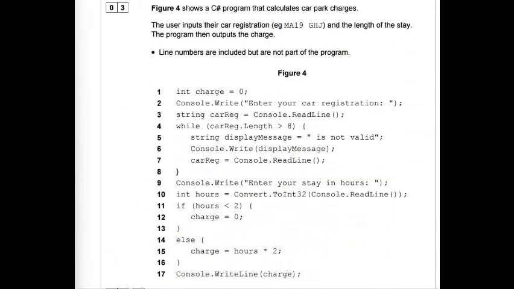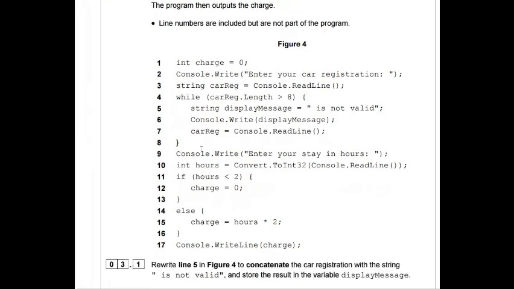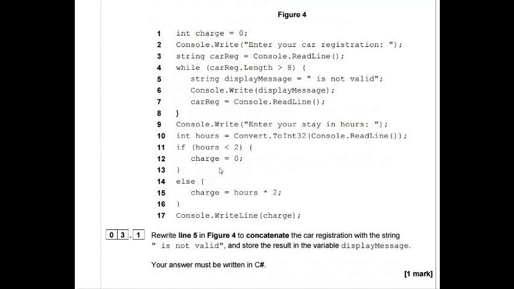Okay, number 3. So figure 4 shows a C# program that calculates car parking charges. So the user inputs the car registration and the length of the stay. So the program outputs the charge. So line numbers, it's not in the algorithm, so don't worry about the numbers. So the rest is the algorithm.